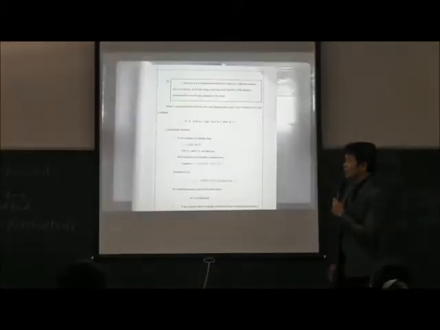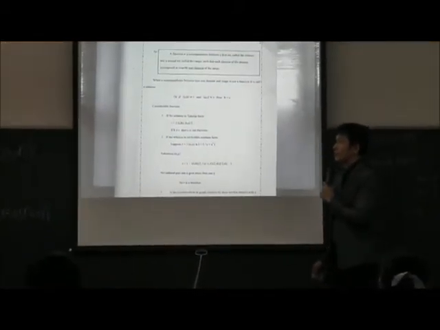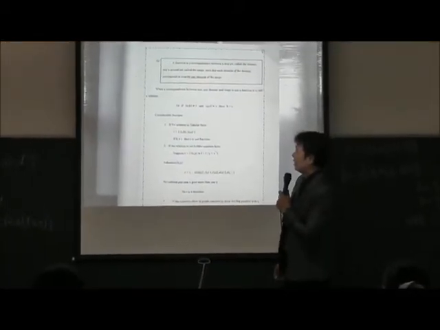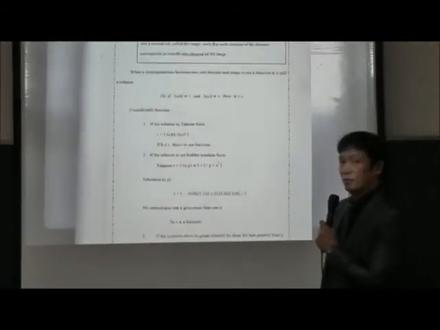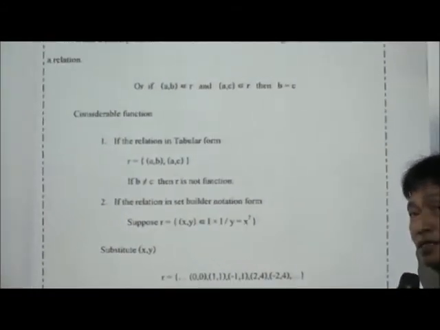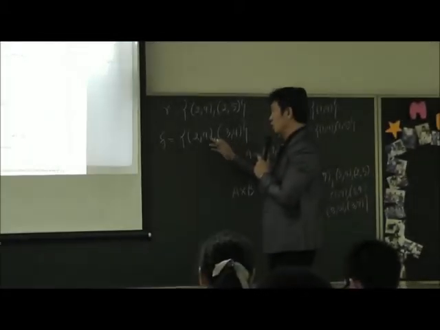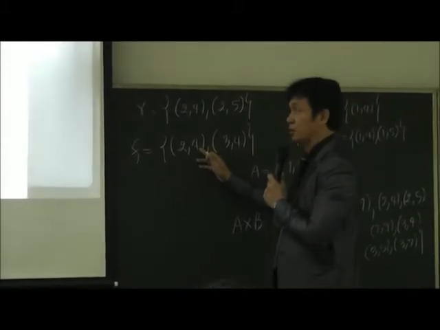If you want to check which one is a function, first, if the relation is in tabular form, which means we can show every element inside the set, we can check this very clearly: if the front is the same, the back must be the same too.